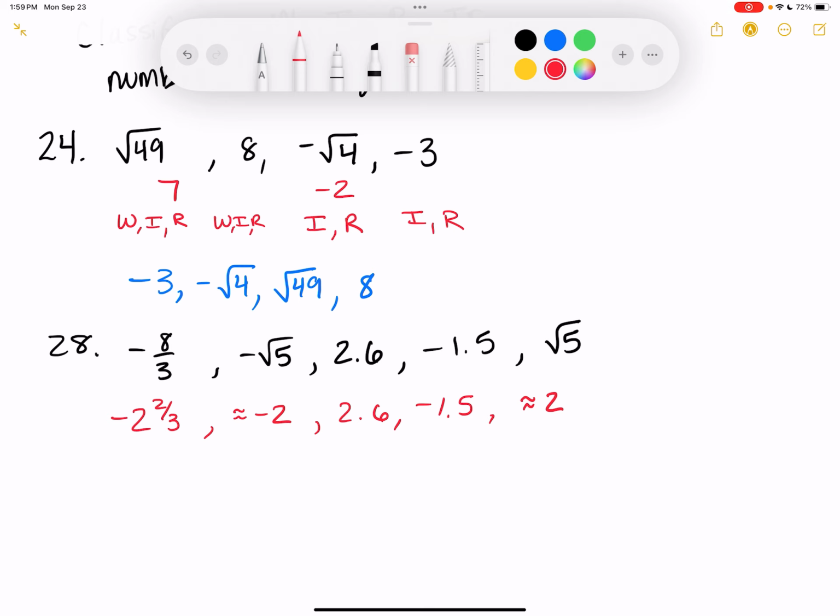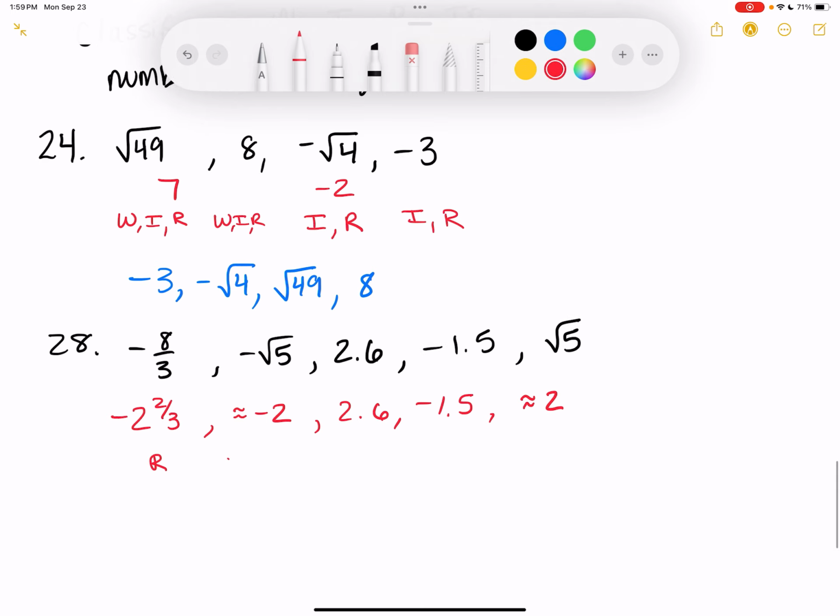What is negative 2 and 2/3? Just rational. What about negative square root of 5? IR. Irrational. 2.6. R. Rational. Negative 1.5. Rational. And then square root of 5. Irrational.